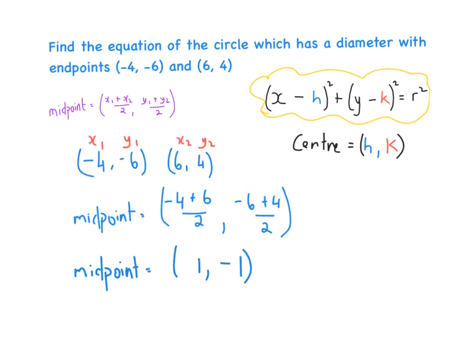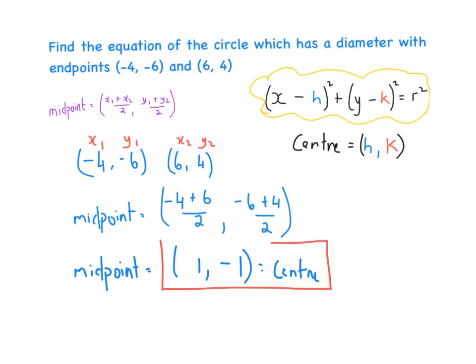So our midpoint then is 1 comma minus 1, because minus 4 plus 6 is 2, divided by 2 is 1. And likewise here, minus 6 plus 4 is minus 2, divided by 2 is minus 1. And so that is equal to our center. So that's the first bit.